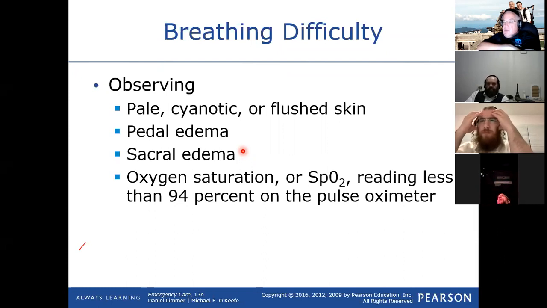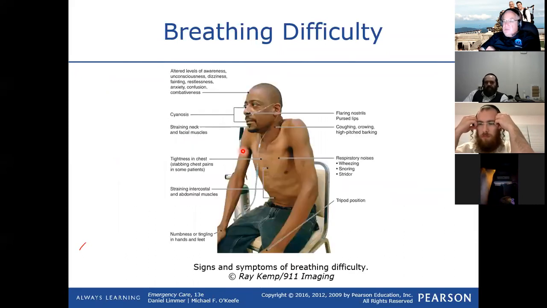Okay. And again, we look at oxygen saturation, as long as we trust the reading of the pulse ox probe. So in other words, the person's not cold or anything like that. And we'd like to see it above 94%.